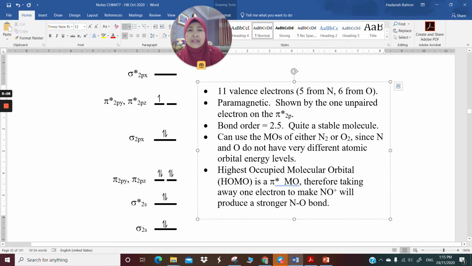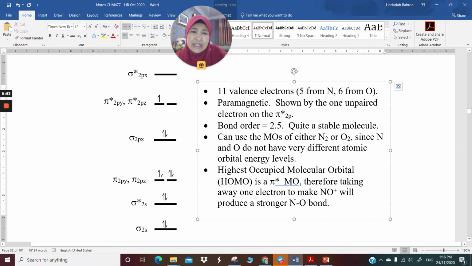If you remember, the formula for bond order is the sum of bonding electrons, which are 2, this is not them, so 2, 4, 6, 8. 8 minus the sum of antibonding electrons. So your antibonding is 2 and 3. So 8 minus 3, you have 5. So divided by 2, you're going to have bond order of 2.5. So nitric oxide is quite a stable molecule because it has a high bond order of 2.5.